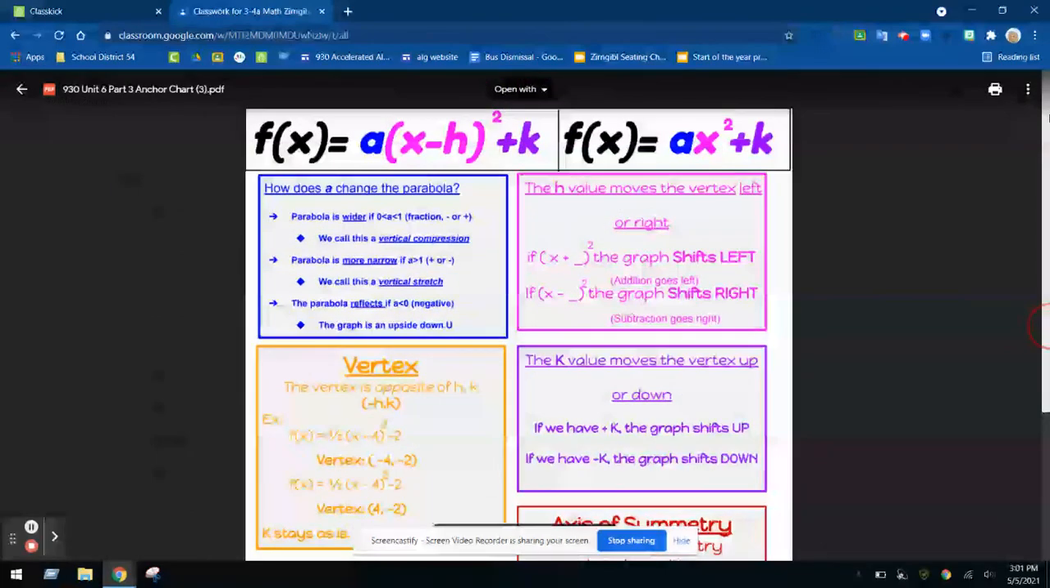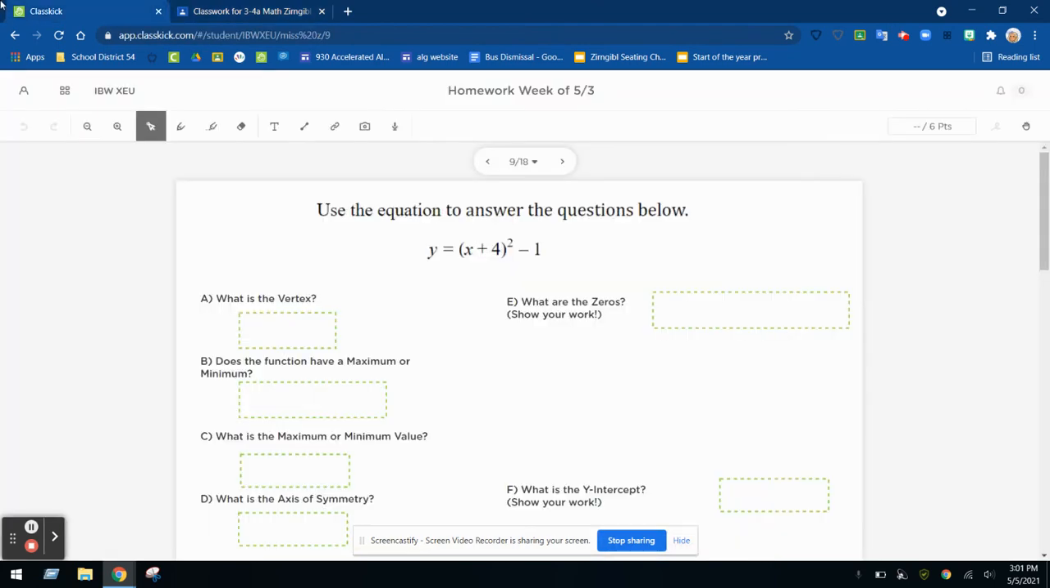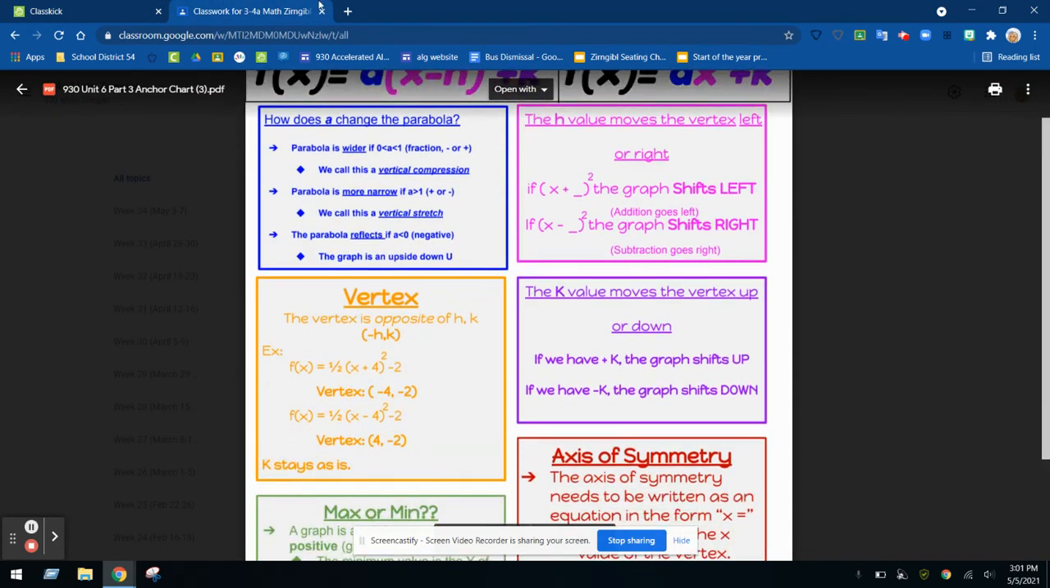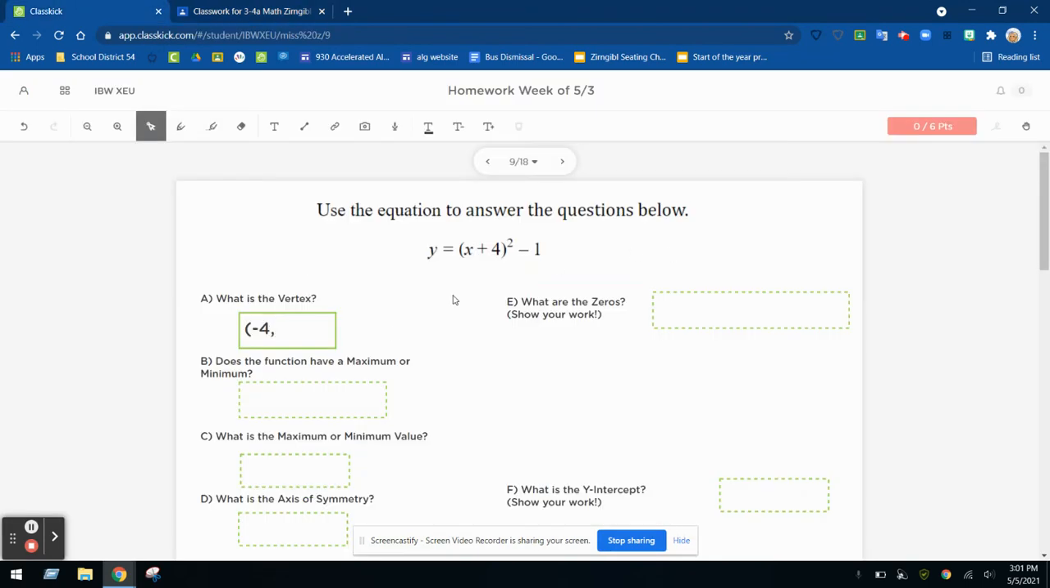So we have h inside the parentheses and k on the end. Whatever is inside the parentheses, we have 4, so we're going to use the opposite of h. The opposite of 4 would be -4. And then we have just k, and k stays as is. It says that on our anchor charts. K stays as is, so if k is negative, it's going to be negative. So we have a -1, and it's going to stay a -1.